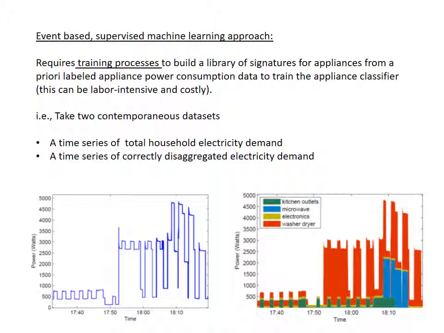And so in order to do that, what you really want is accurate monitoring data, in particular a time series of total household electricity demand here on the left, and to be able to match that 100% accurately to a time series of correctly disaggregated electricity demand. The way you would do that is by actually installing plugs on each device. And so this is how you would build a library.